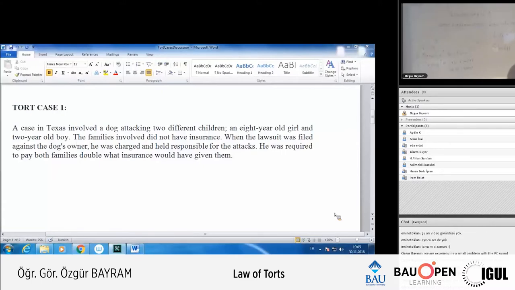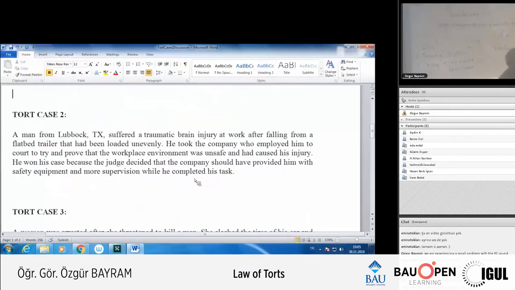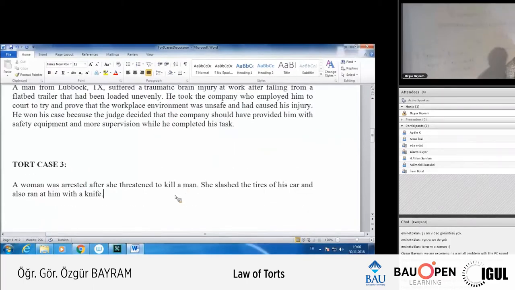Good. Next one. What kind of tort is this? Workplace negligence. Yeah. Negligence, but more specifically, workplace negligence. Do you understand? Yeah? Hocam, why not this? Why not intentional tort? You can ask me if you have questions.